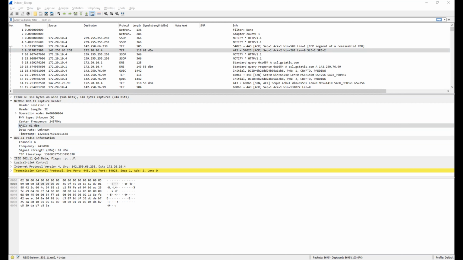Your RSSI is 61. Yeah, very strong signal.